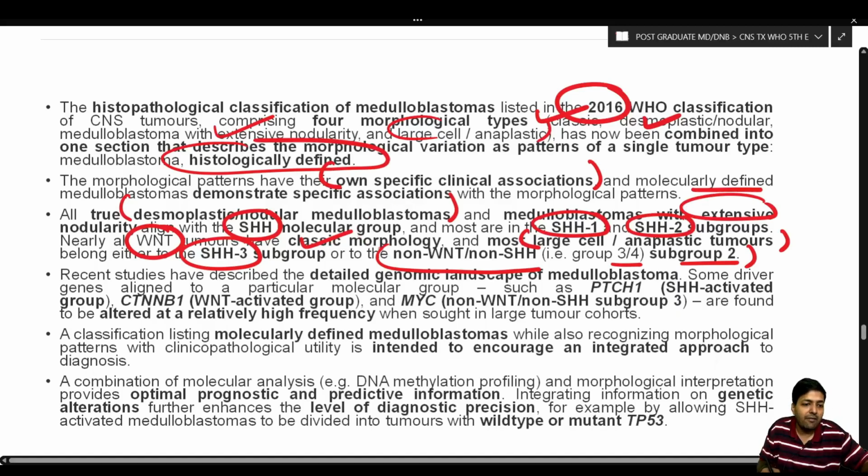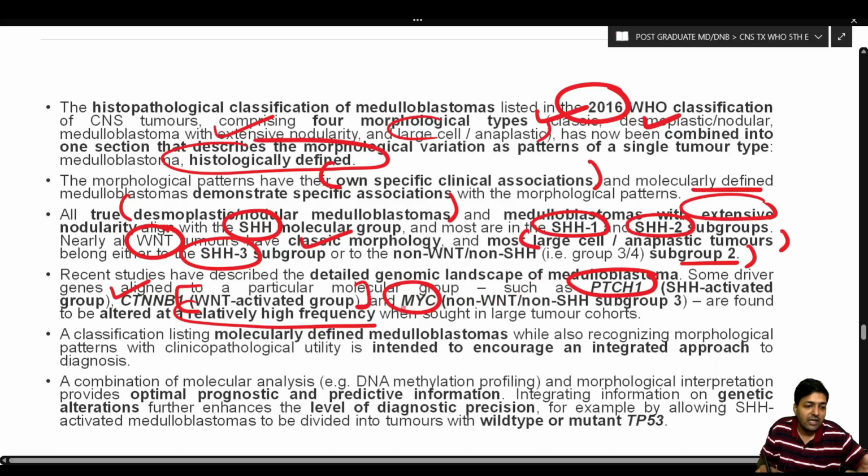Now, recent studies have described detailed genomic associations of medulloblastoma. Some driver mutations are aligned to particular molecular groups. For example, the PTCH1 gene is mutated mainly in the SHH activated group, whereas the CTNNB1 mutation is seen in the WNT activated group, whereas MYC alteration is seen in non-WNT non-SHH group 3. They are found to be altered at a relatively high frequency when studies were done.